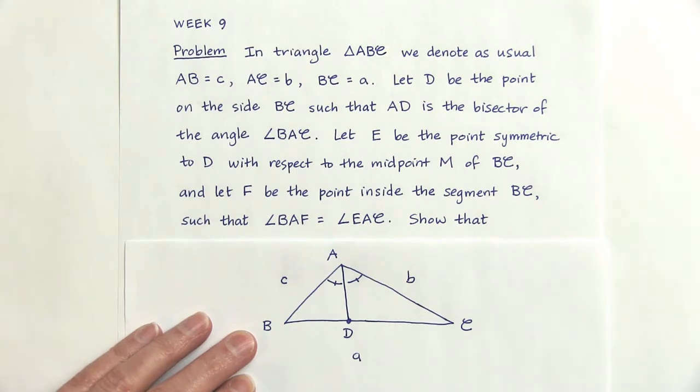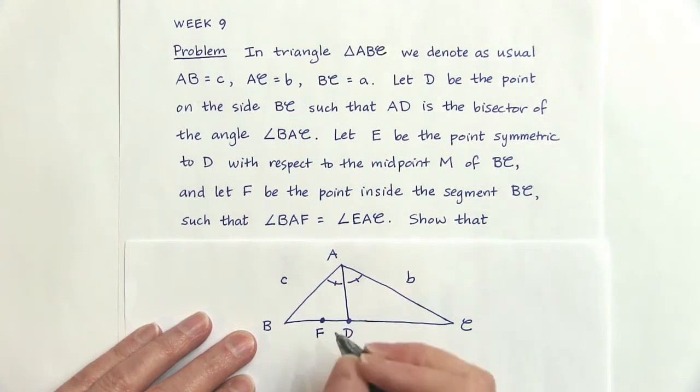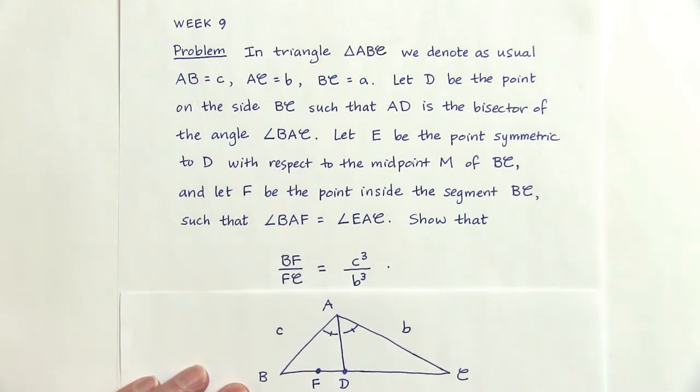and ultimately we're going to do a construction which leads us to a point F on the side BD, and we're going to want to show that the ratio of the length from B to F over F to C is the ratio of these cubes of these side lengths.